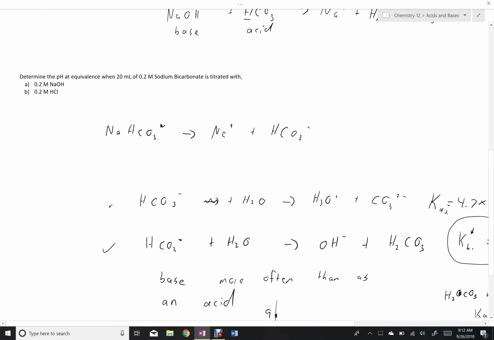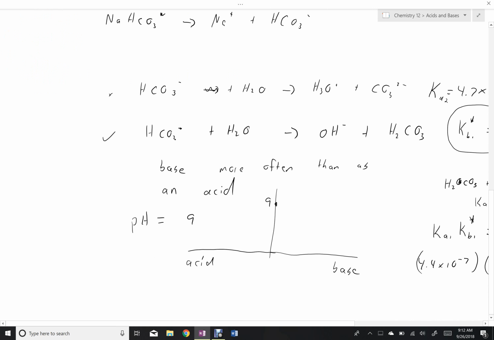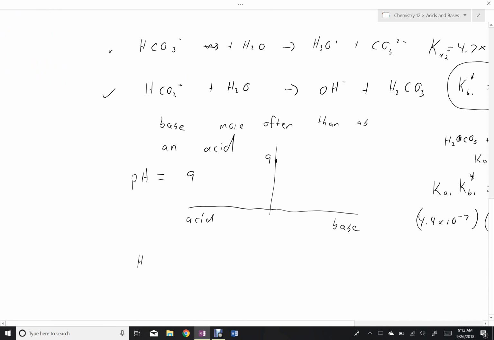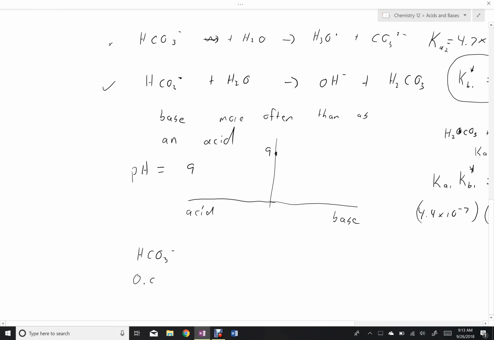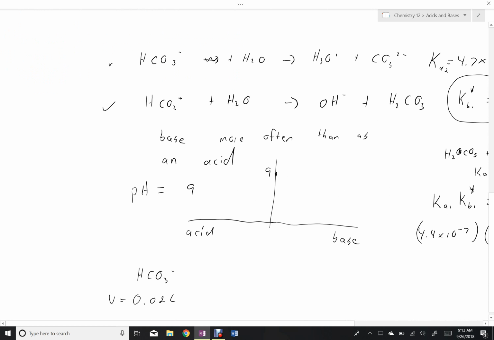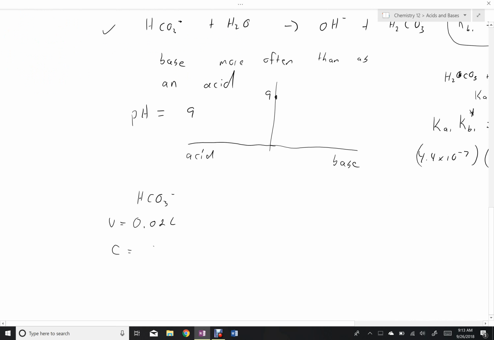So let's just get this. I have 20 milliliters of 0.2 molar HCO3 minus, which is 0.02 liters, and the concentration is 0.2. And I'm going to react that with NaOH to produce H2O and Na plus and CO3 2 minus.